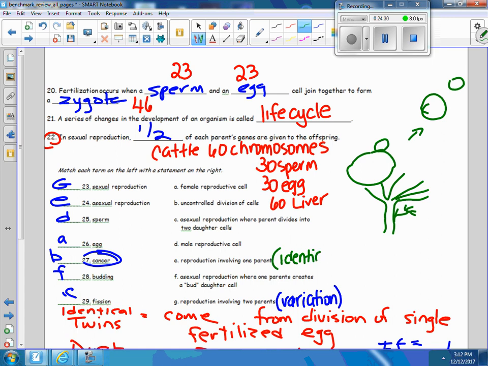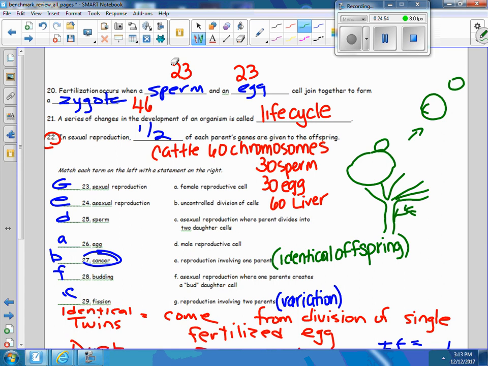Identical offspring. Fission is identical twins, which is asexual reproduction when we divide. Fission is division and budding is my friend. Sperm is the male reproductive cell. Egg is the female cell. Cancer is uncontrolled cell division.